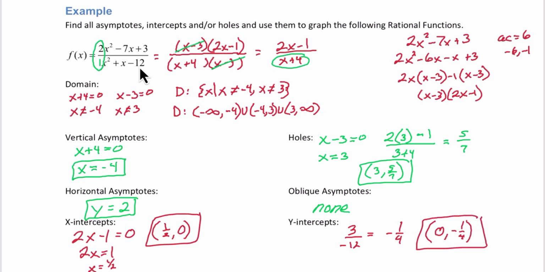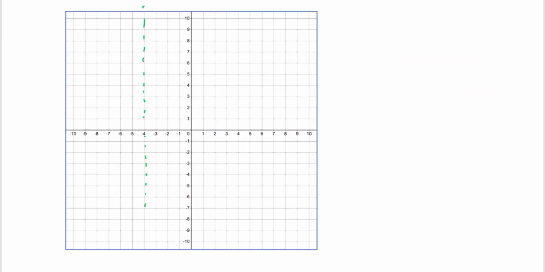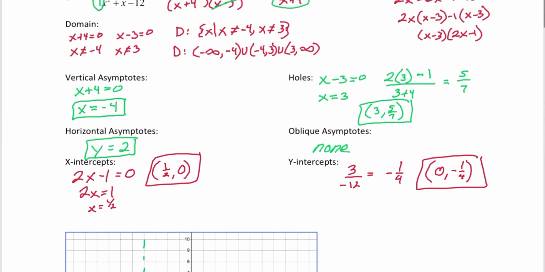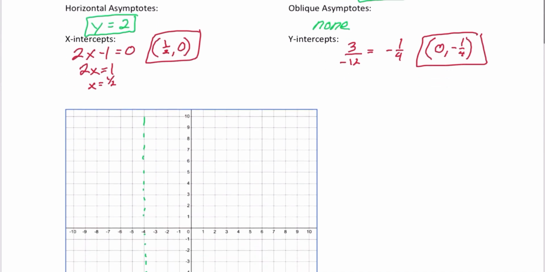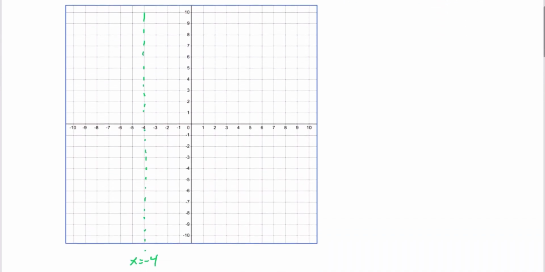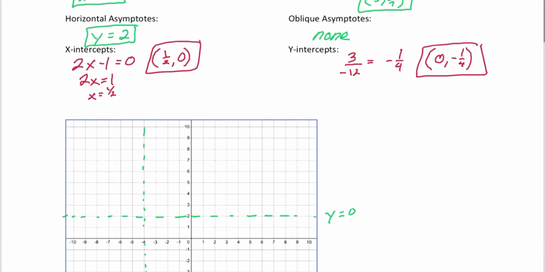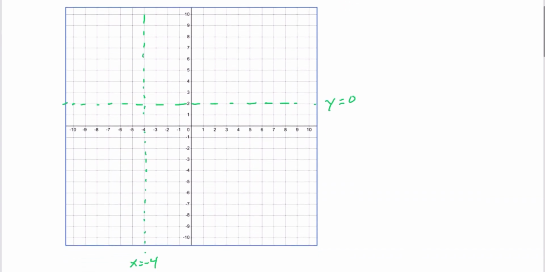Now we're going to throw all of this together on a graph to get a sketch of the graph. So I'll draw a dotted line to represent x equals negative 4. Bear with me with all the scrolling. The horizontal asymptote is y equals 2. And now we can look at the intercepts. The x-intercept is 1/2. The y-intercept is negative 1/4.